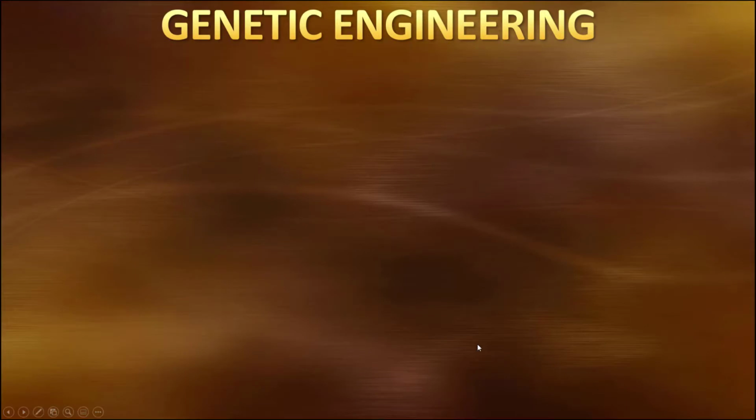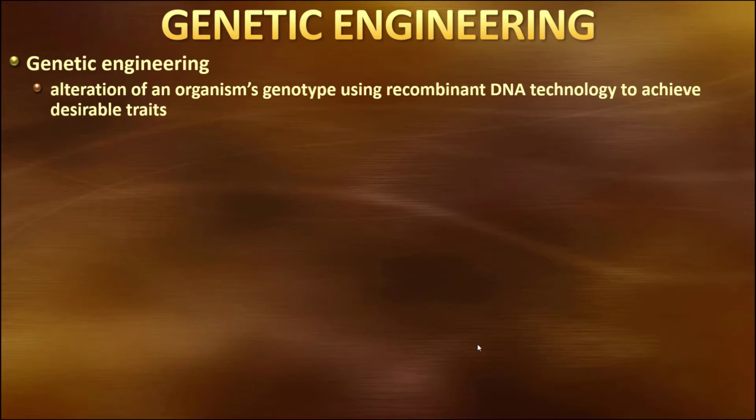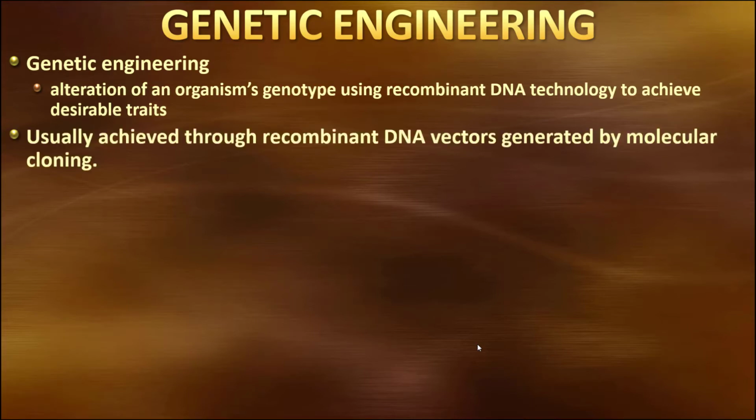Now let's talk a little bit about genetic engineering. In genetic engineering, we alter an organism's genotype using recombinant DNA. We obtain the recombinant DNA as we described previously. We take a section of DNA and through molecular cloning, we insert that DNA into a vector. That foreign DNA then, through that vector, is put into a host.